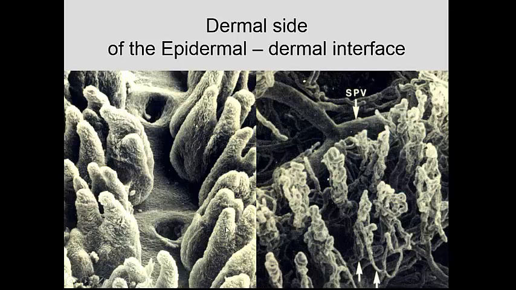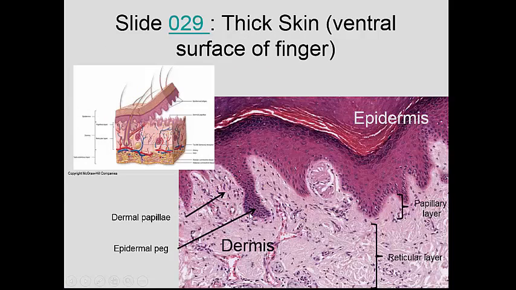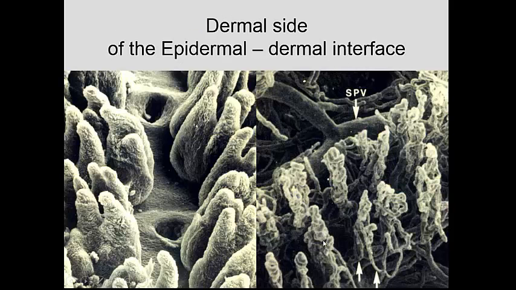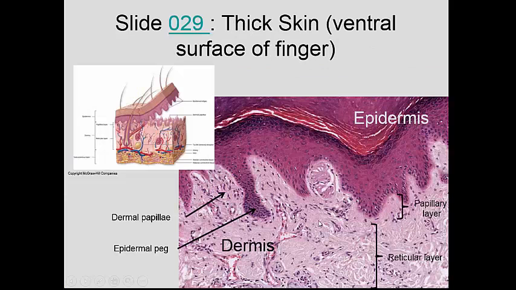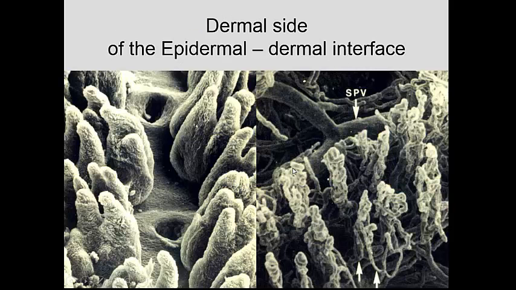And if you look inside these projections, what you will see is blood vessels. So these are the blood vessels that provide the epidermis, which is avascular, with its nutrients. Here we can see the blood vessels here, which are the same as what we're seeing here, which are in the dermal papillae.